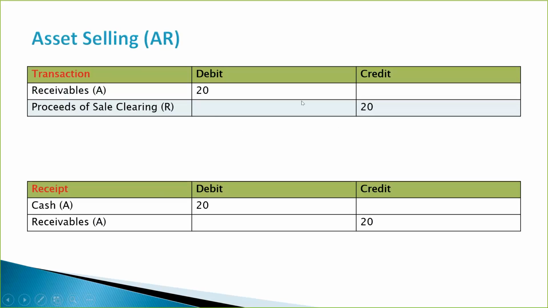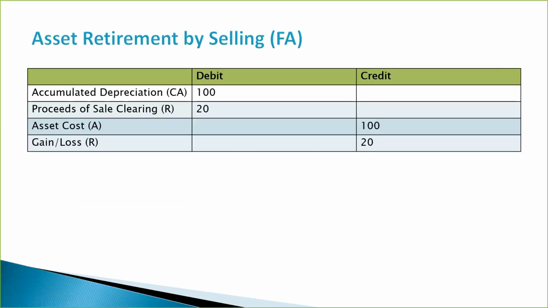So when the person you're selling this vehicle to pays you, that's a receipt, right? So you debit your cash and you credit your receivables. So you no longer have any receivables because they have paid you. So receivables cancels out here, right? So you're left with proceeds of sale clearing, and cash, which you received from the sale. So remember, we are selling this asset, which means it's coming off our books, which means we are retiring it.